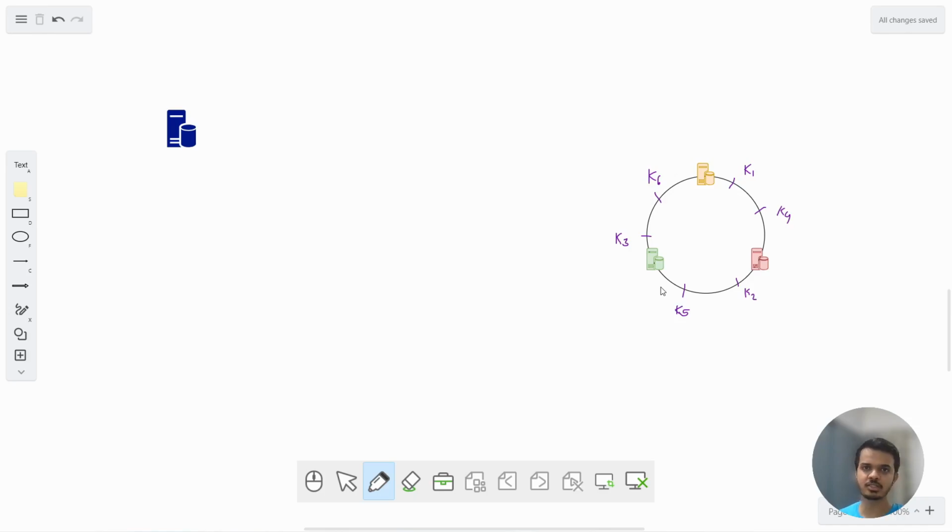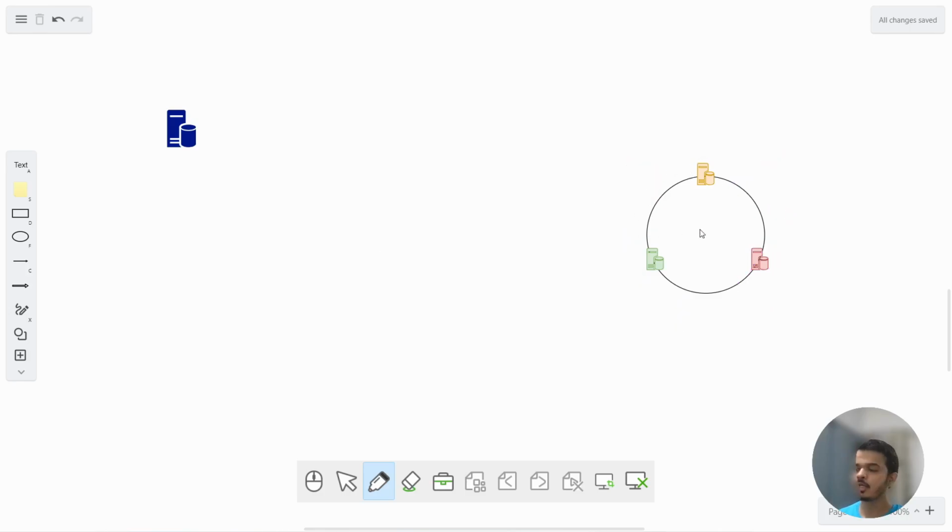Currently each server's partition size is equal, right? But if you assume that this particular server goes down, then the partition size of this server would be 1, 2, 3, 4, but the partition size of this server is going to be only 2, right? So one server is getting double the partition size in comparison to another server. This is one problem.